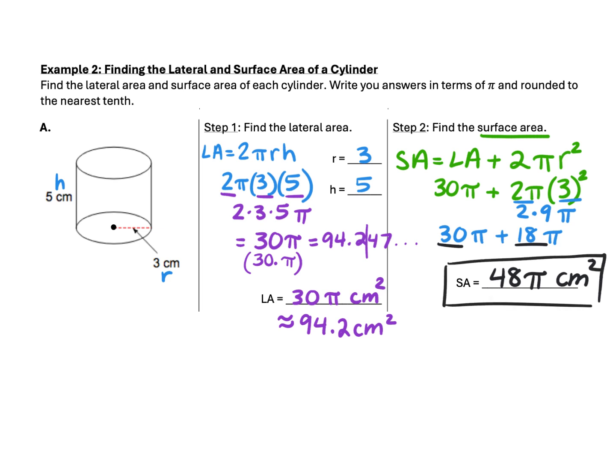To get the approximate value, just type 48 pi in your calculator. And when you do that, 48 pi is equal to 150.796. And again, I should just be using the pi button on my calculator. That's where I got that number. So rounding to one decimal position, it would be 150.8 square centimeters.